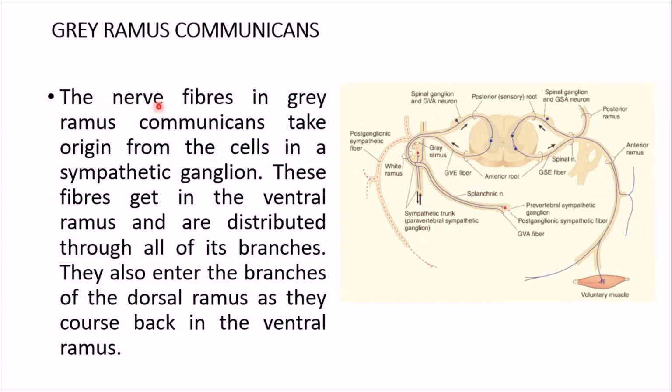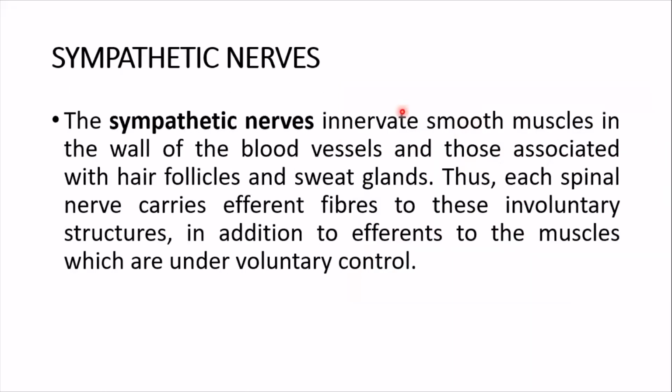So next slide. The nerve fibers in the gray ramus communicans take origin from the cell in the sympathetic ganglion, shown you already, and these fibers get in the ventral ramus and are distributed to all of its branches. This I've shown you already. Here you go, right? And they also enter the branches of the dorsal ramus as they course back in the ventral ramus. Yeah, right. It's entering back to the dorsal ramus, right? So the gray ramus fibers enter the ventral rami and the dorsal rami both. So that was the important discussion.